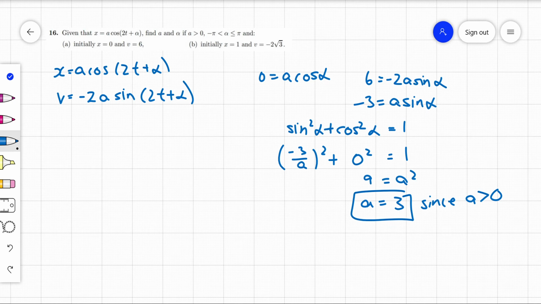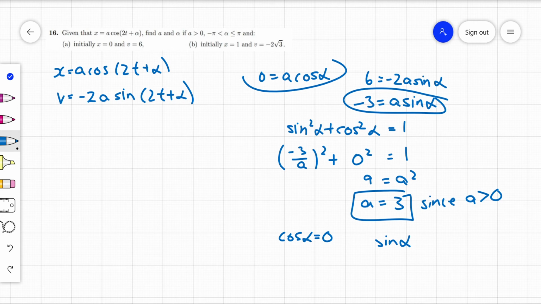Alright, so we know a is 3. If we sub that into our two initial equations, we've got 0 equals 3 cos alpha, so cos alpha still equals 0, since 0 divided by 3 is 0. And we also have our sine alpha being negative 3 on 3, which is negative 1. So if you think about it, remembering we're told that alpha is between 0 and pi or 0 and negative pi, sine is negative and cos is positive here. Also, that's silly, isn't it? Because sine is negative 1.